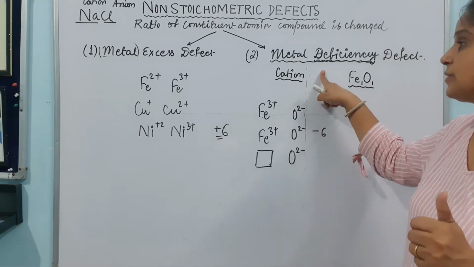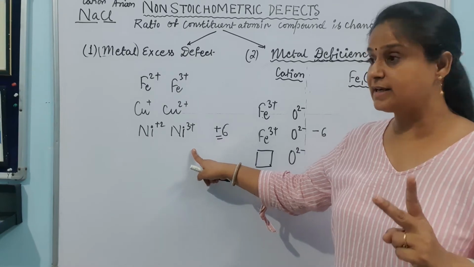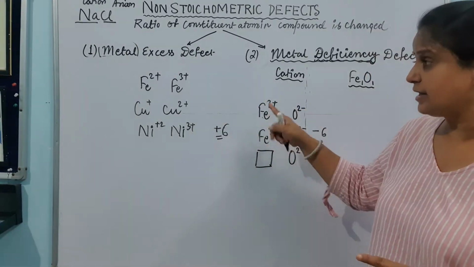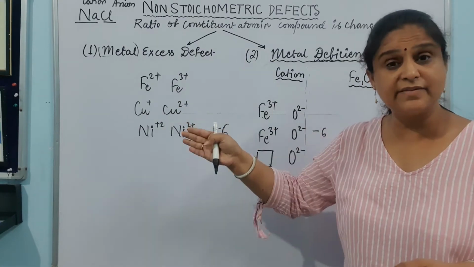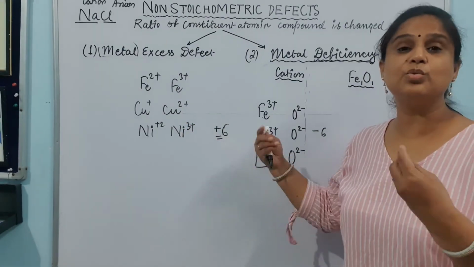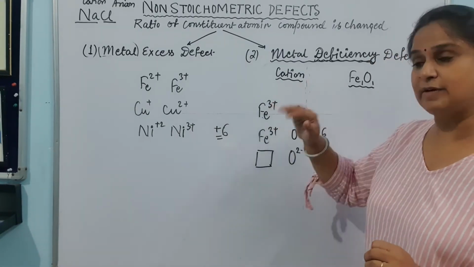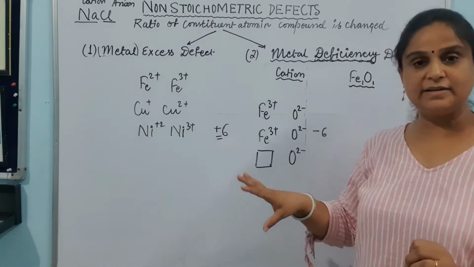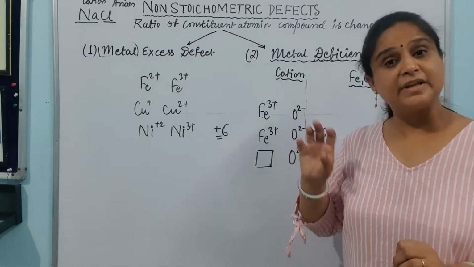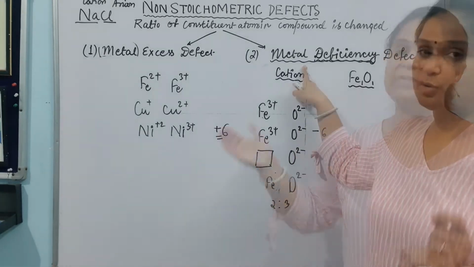So first thing you have to remember here, it is shown by the elements which show variable valency. Second thing, the lower oxidation state is replaced by the higher oxidation state, because of which one cation is replaced by 2 cations. Accordingly, to maintain the neutrality, as many ions as will be replaced by the higher oxidation state, accordingly the crystal will decide to maintain the neutrality. The crystal will decide how many cations have to be removed from there. I hope it is clear.